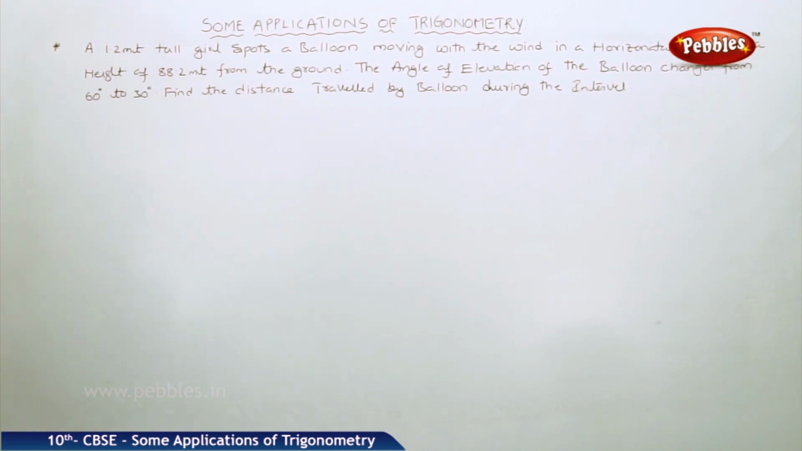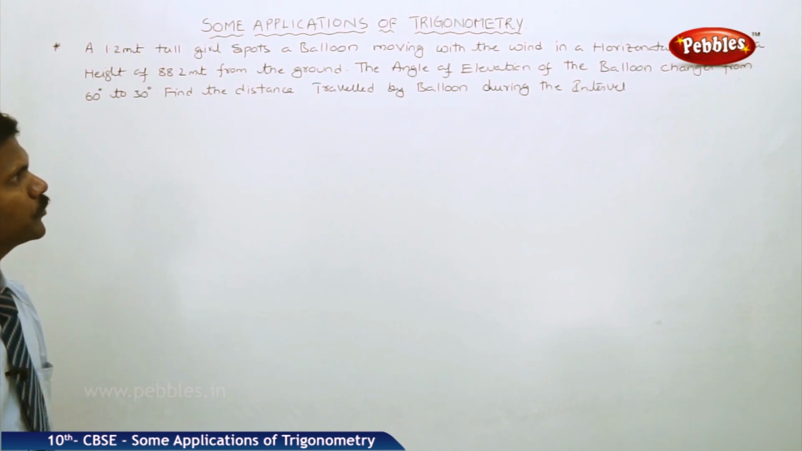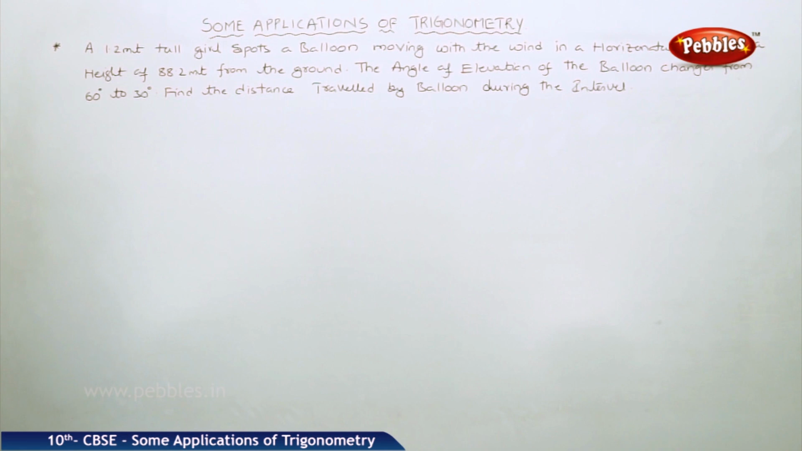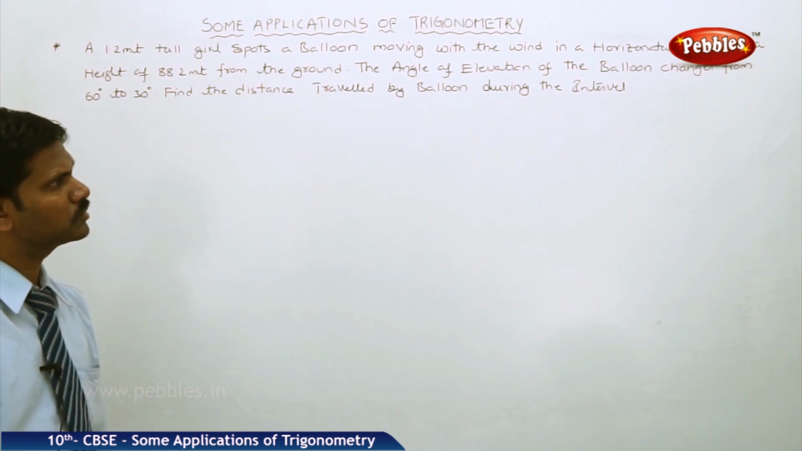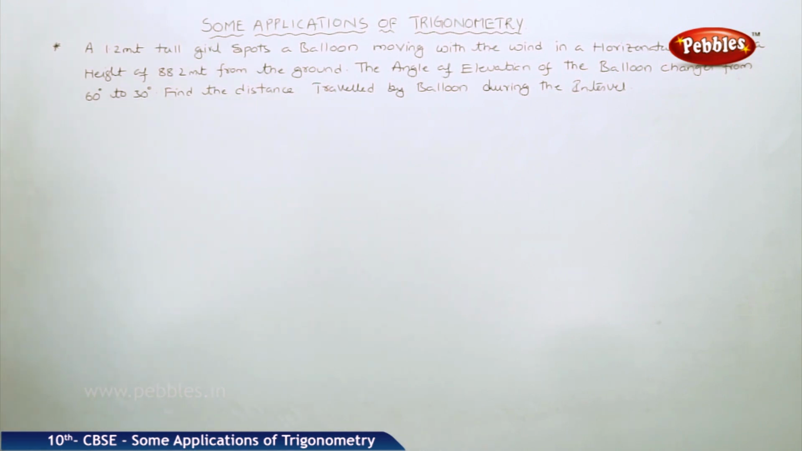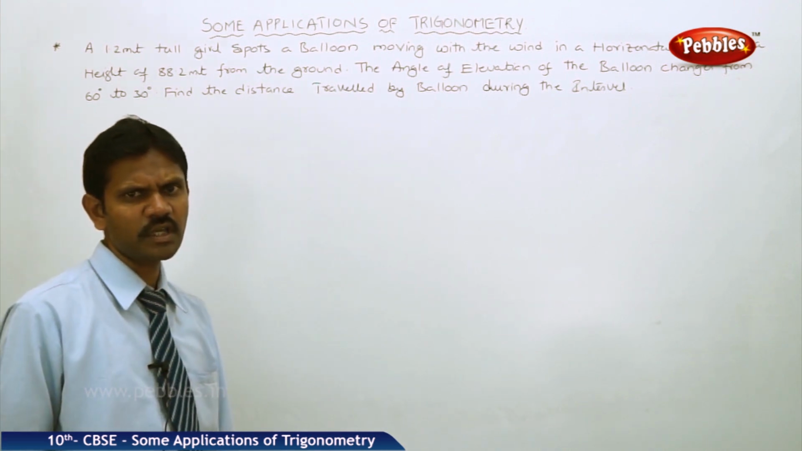A 1.2 meters tall girl spots a balloon moving with the wind in a horizontal line at a height of 88.2 meters from the ground. The angle of elevation of the balloon changes from 60 degrees to 30 degrees. Find the distance travelled by the balloon during the interval.